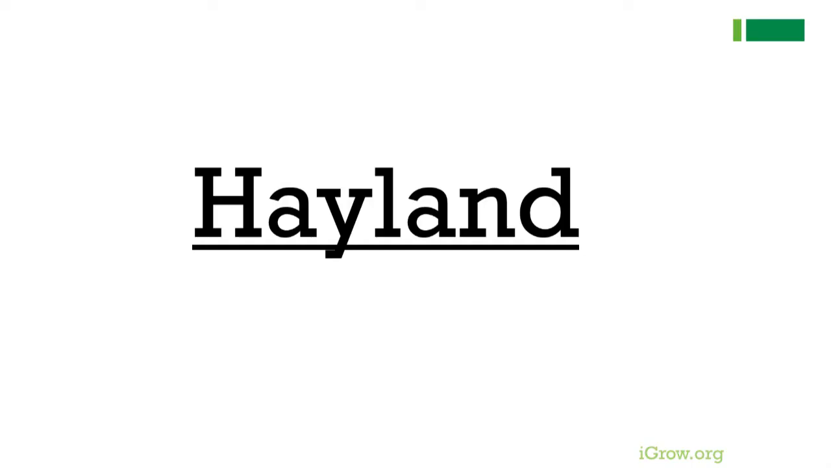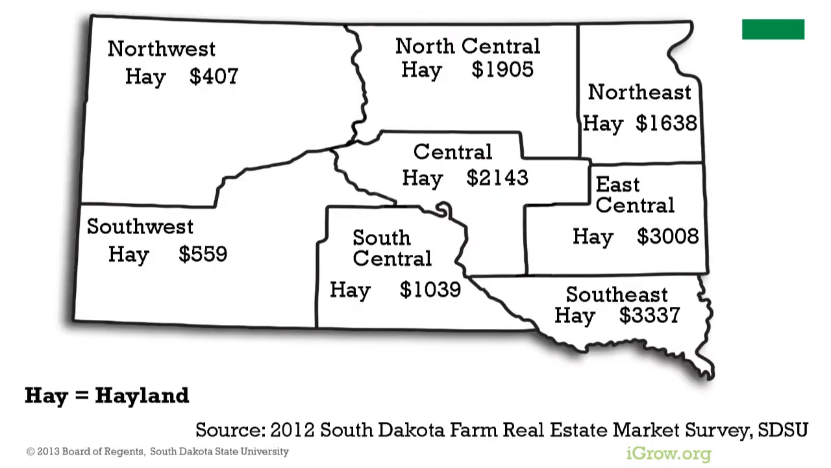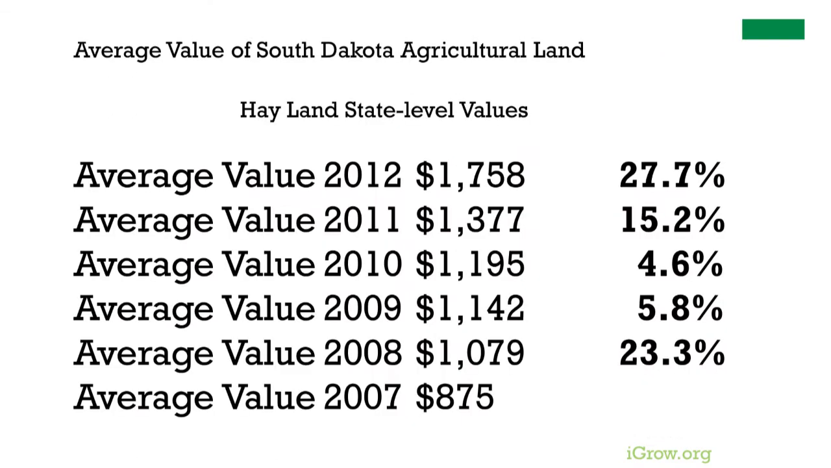As far as hayland goes, we have the same kind of numeric representation for the different regions and the value of hayland across the state. Again, these are 2012 numbers as were given to us as a result of our survey. Again, the highest values in the southeast region, the lower values in the northwest region, and flowing across the state by the different productivity regions of the state as we see them.